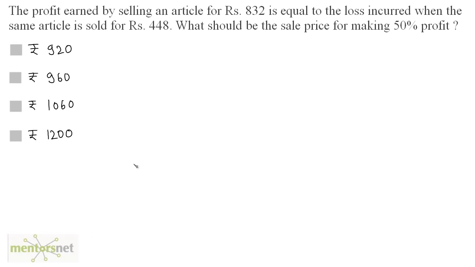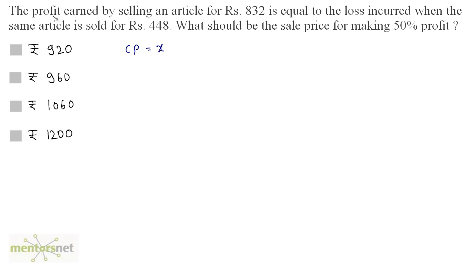The profit earned by selling an article for rupees 832 is equal to the loss incurred when the same article is sold for rupees 448. What should be the sale price for making 50% profit? Firstly, let us assume that the cost price of this article is X rupees.